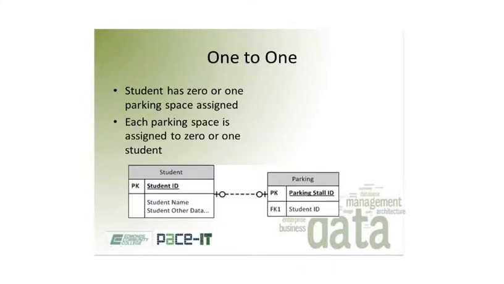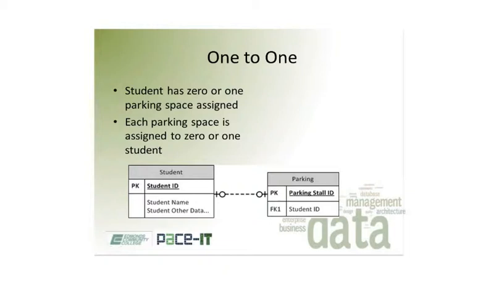Here's an example of a one-to-one relationship. Let's say we have employees, or in this case students perhaps, and we have parking stalls. Each parking stall will have an ID. That's the primary key of the parking entity, and the student has a student ID, student name, and other data. We could create a relationship between two entities where a student has 0 or 1 parking stall and a parking stall has 0 or 1 student assigned to it.